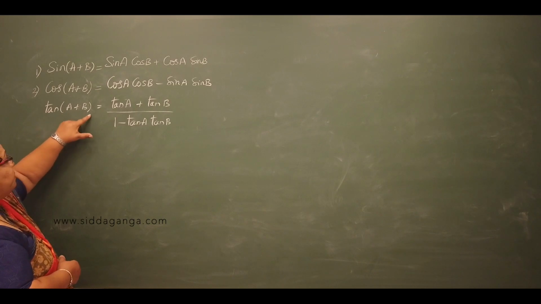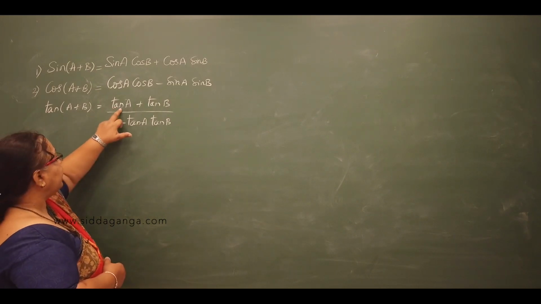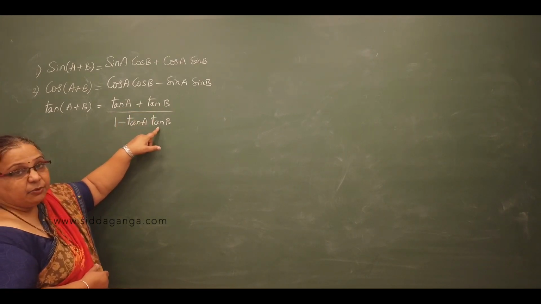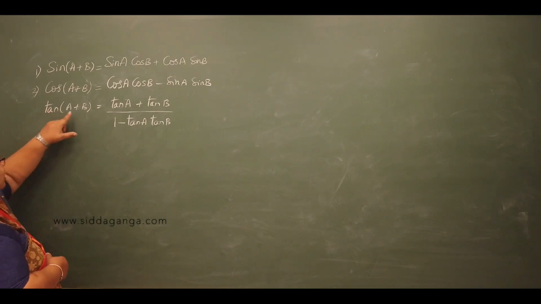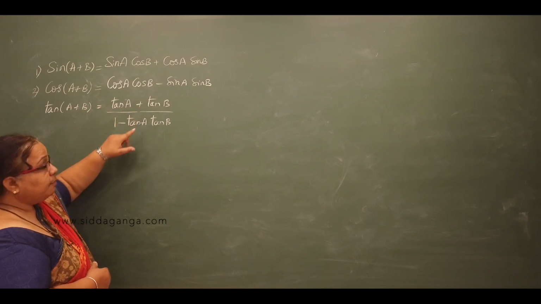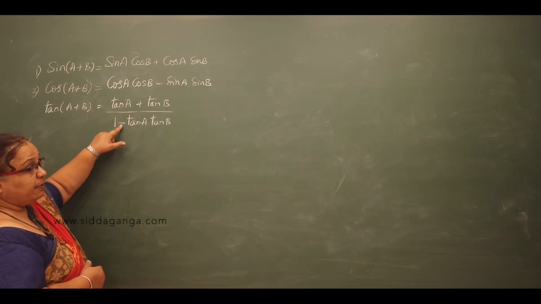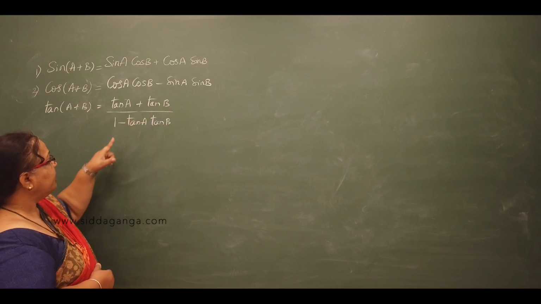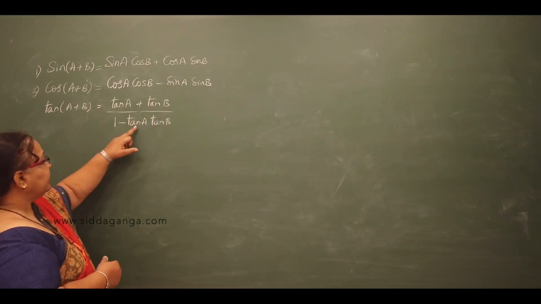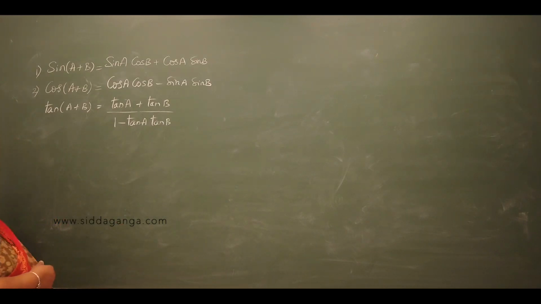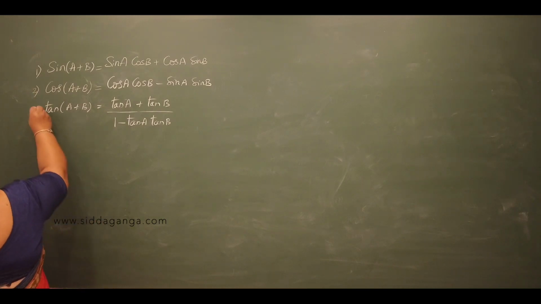Tan of A plus B is equal to tan A plus tan B divided by 1 minus tan A into tan B. Here, if it is plus sign, in the numerator we take plus sign, but in the denominator we take negative sign, that is tan A plus tan B divided by 1 minus tan A into tan B. So these are the three formulae for the compound angle A plus B with the three ratios.